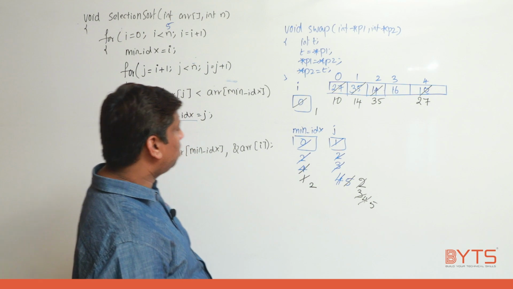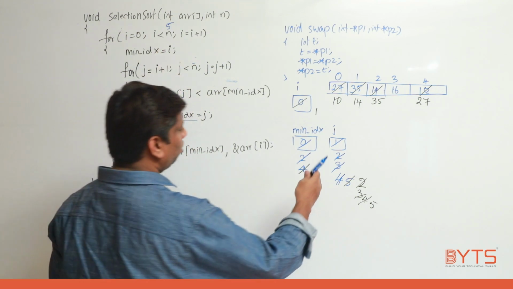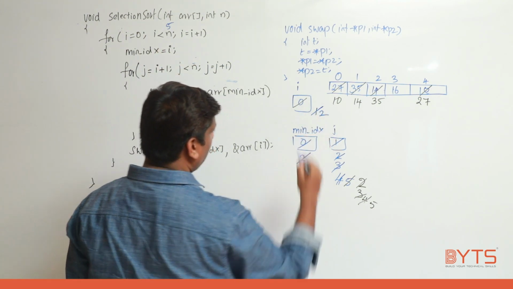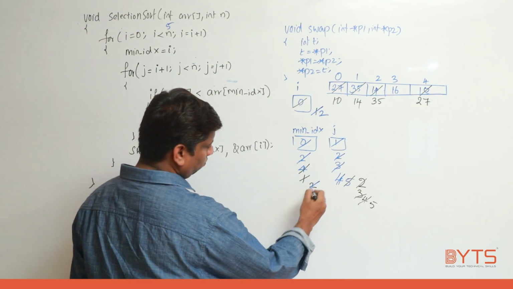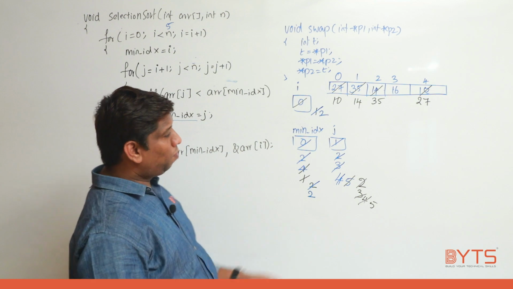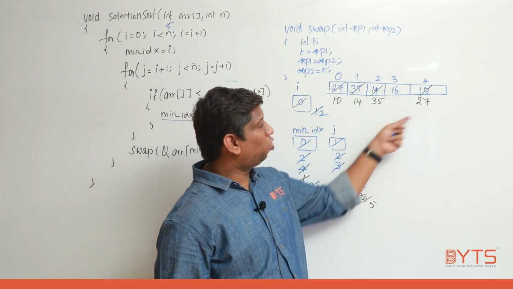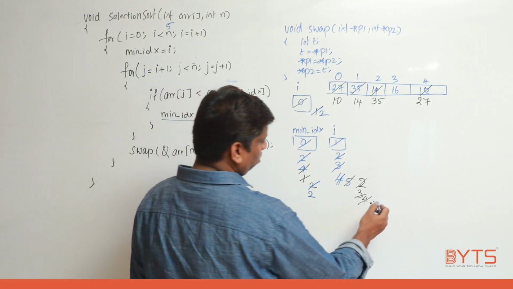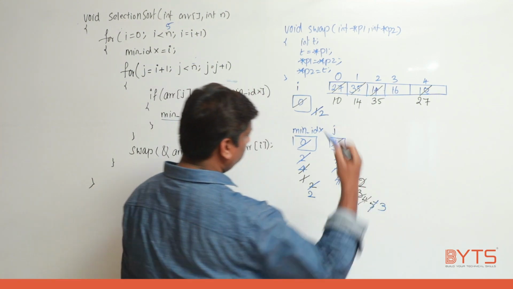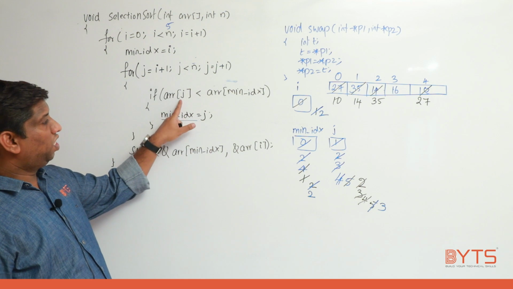I hope this is very clear. Now again I will come here. I value will be updated to what value? 2. Now min index value will be how much? 2. Okay. Now I am assuming 35 is the minimum number and I need to start comparing here, right? So j value will start from where? j value will start from 3. Okay. So j value is 3.